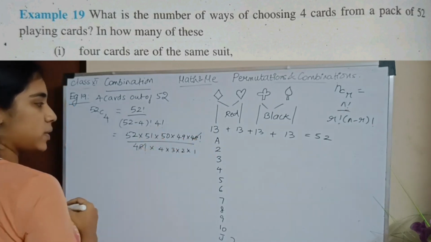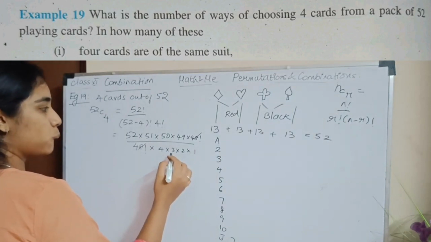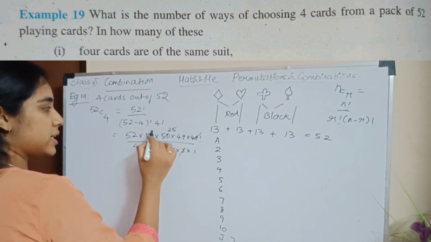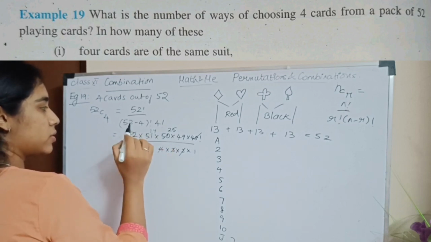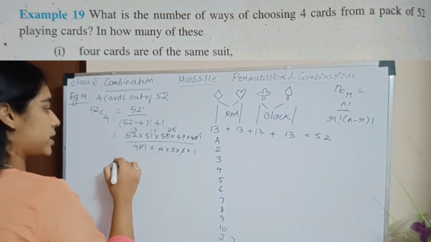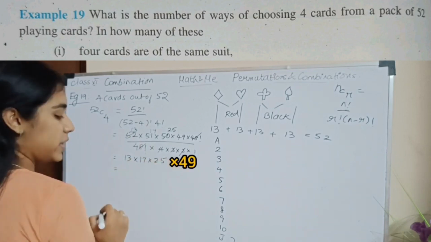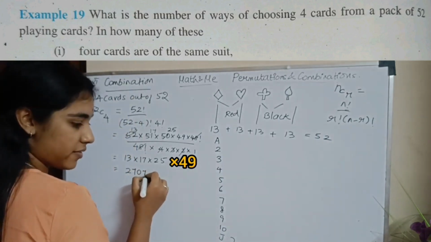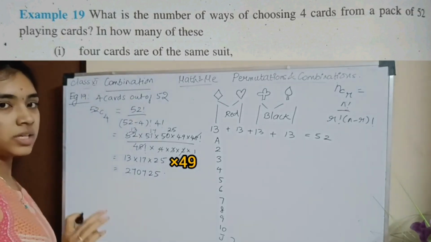So 48 and 48 will go off. I have 2 25 times, 3 ones are 3, 17, 4 ones are 4, 4 threes are. So I'll be left with 13, 17, 25, which will be, I'll just copy the answer, 270725. Okay, so this will be choosing 4 cards out of the 52 cards.